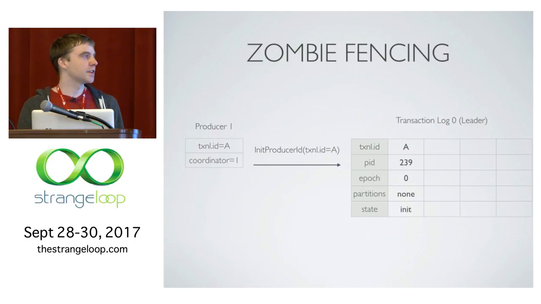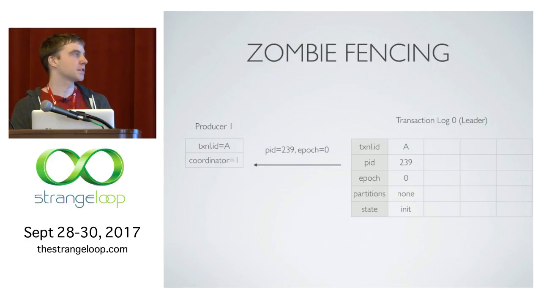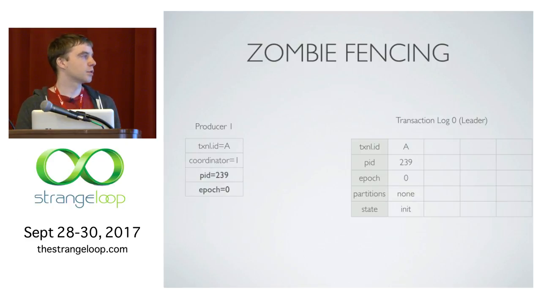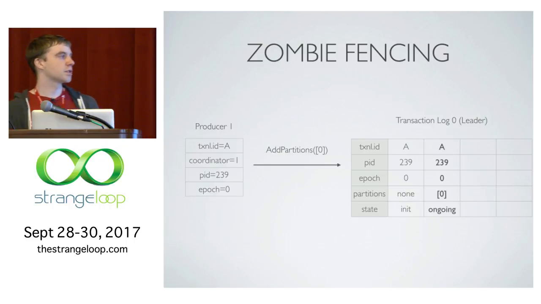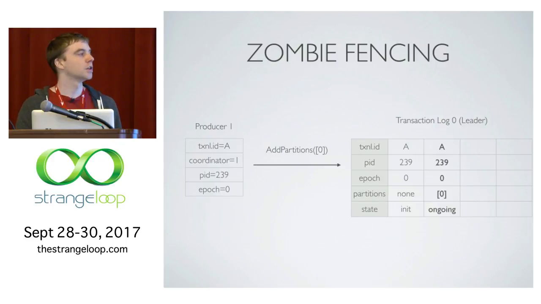Start, maybe we write it to the log. As soon as we've done that, the producer gets its epoch. It's going to store it locally. And then maybe it can start doing a transaction. So in this case, we'll start a transaction. It has just a single partition.